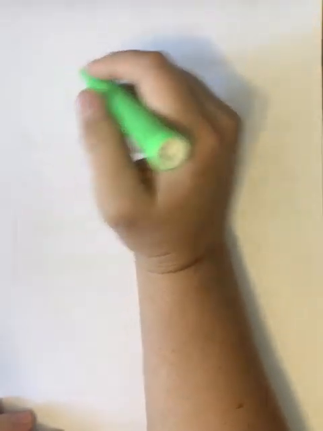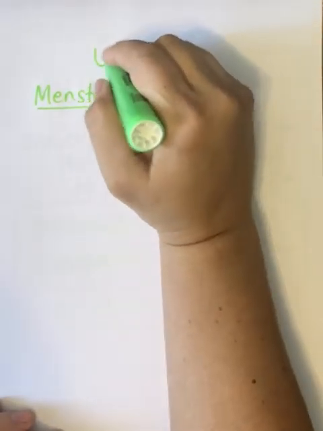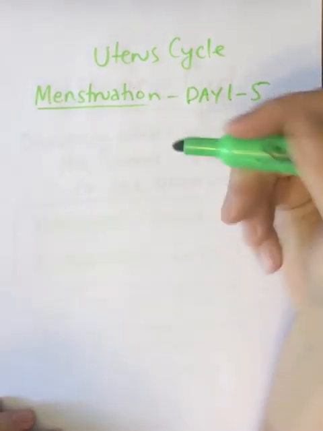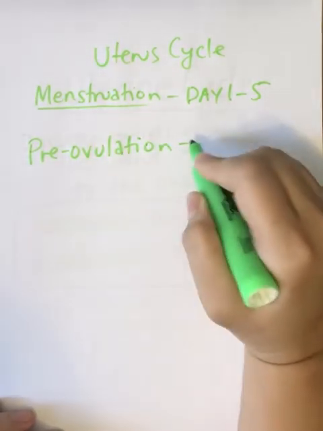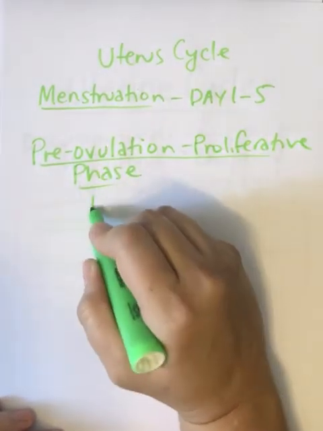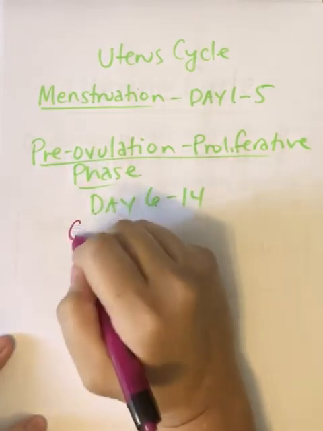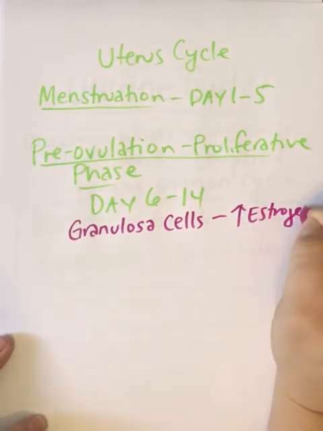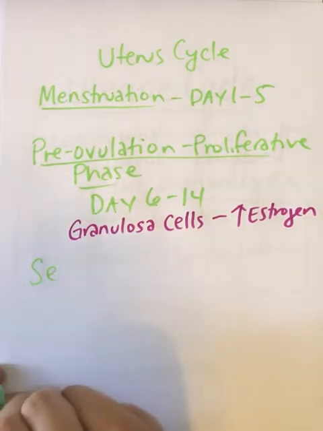So for the uterine cycle, menstruation for the uterus is going to happen from day 1 to day 5. Basically, you have a period. Pre-ovulation phase or proliferative phase is with estrogen. It occurs from day 6 to day 14. This is because you have your granulosal cells producing high amounts of estrogen. So it starts to grow rapidly, but then you have the secretory phase where it's producing uterine milk.